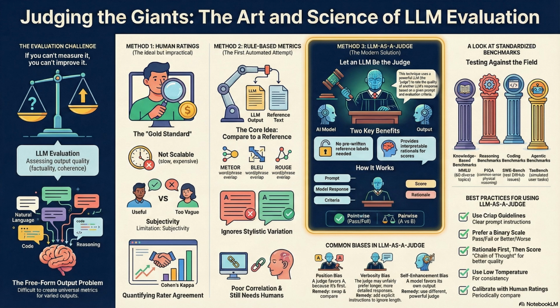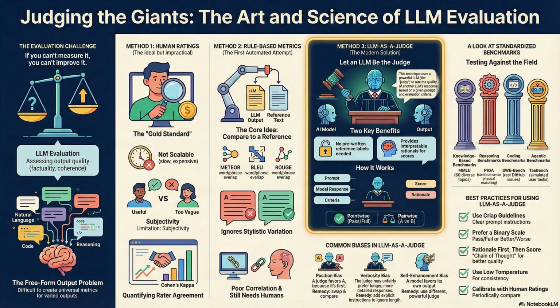What about the scoring scale? Is it better to have, like, a 1 to 10 scale for more nuance? You'd think so, but surprisingly, no. A binary scale, pass-fail, good-bad, is often better. Really? Why? It's just an easier job for the LLM. You're not asking it to make a fuzzy distinction between a 7 and an 8. You're forcing a clearer, less noisy choice.